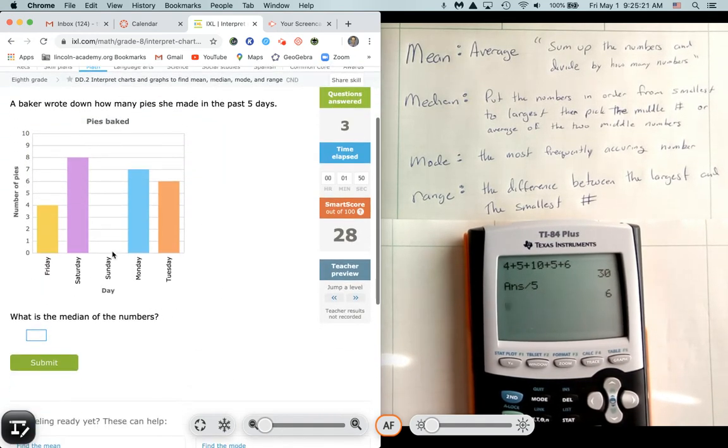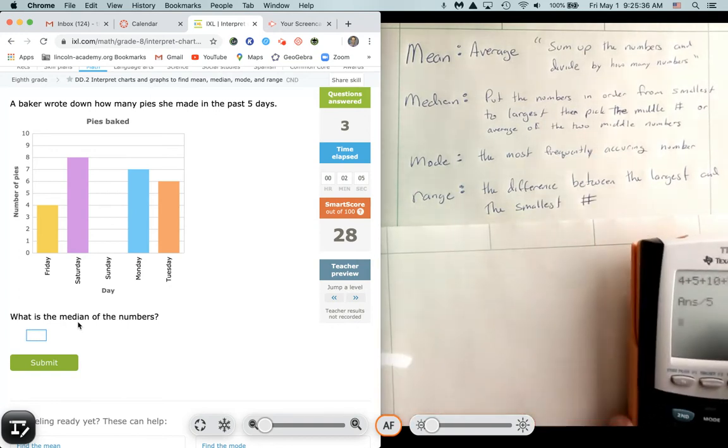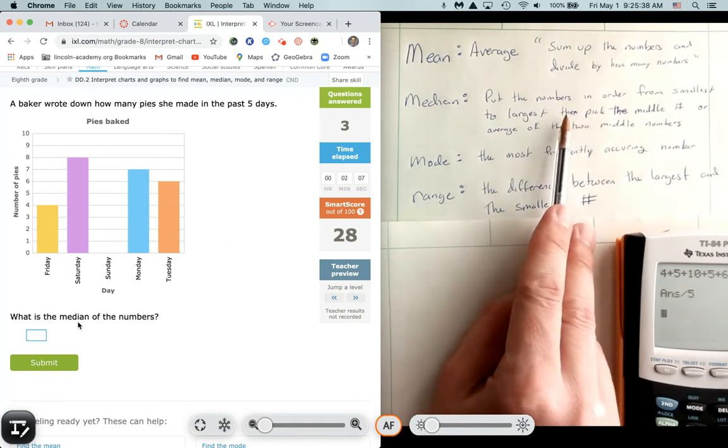So again, another bar graph. Now, there is no bar here, but we have to count it as one of our data. So if we were finding the average, we'd actually divide by 5. Here we're finding the median. Now remember, the median is the middle number, but we must put the numbers from least to greatest.